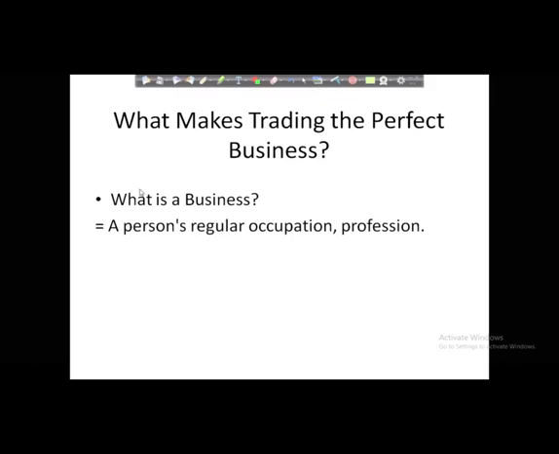I'm earning regularly from trading. That is my business, my occupation. I don't have another occupation. So how will we make it perfect? That is the important thing. My main motive is to make trading a business where you can earn consistently from the market.